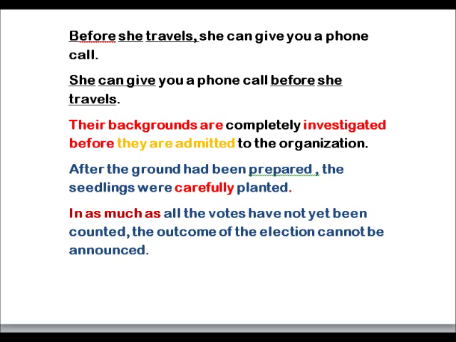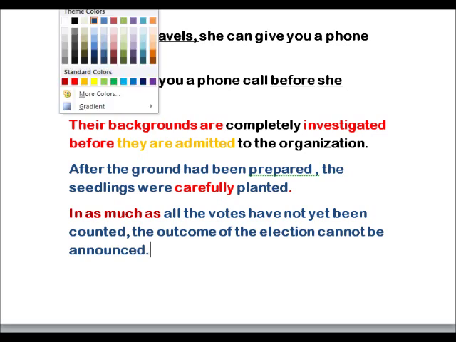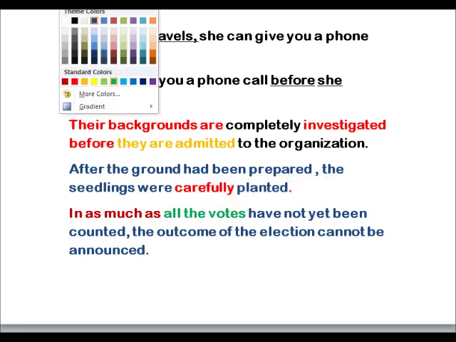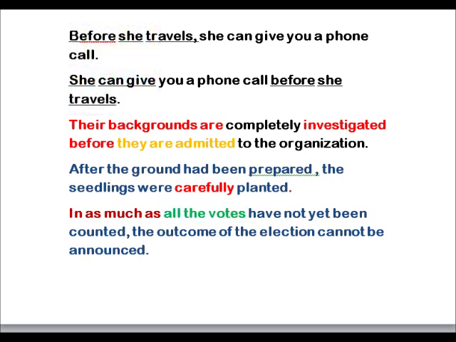Now, do we have a subject? Yes, we've got a subject, and that's "all the votes," and let's give it a green color. Okay, great. So I've got "in as much as," that's the connector, "all the votes," that's the subject. Do we have a verb? Yes, we've got "have not yet been counted." We've got a verb here.